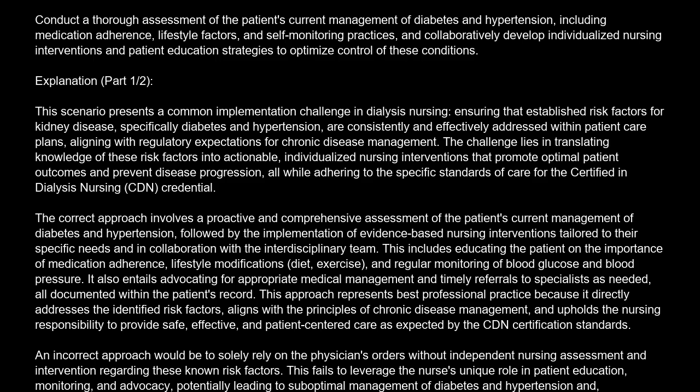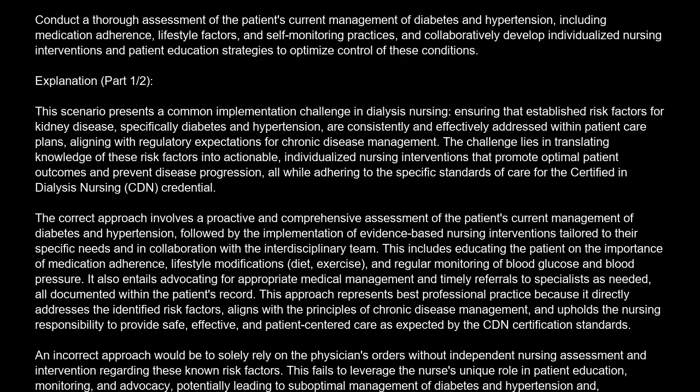The correct approach involves a proactive and comprehensive assessment of the patient's current management of diabetes and hypertension, followed by the implementation of evidence-based nursing interventions tailored to their specific needs, and in collaboration with the interdisciplinary team. This includes educating the patient on the importance of medication adherence, lifestyle modifications, diet, exercise, and regular monitoring of blood glucose and blood pressure.